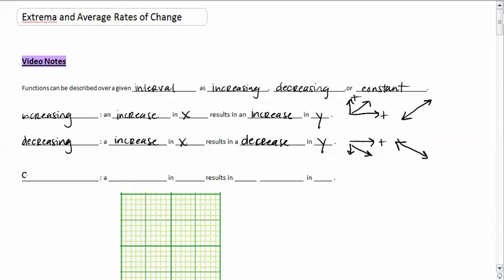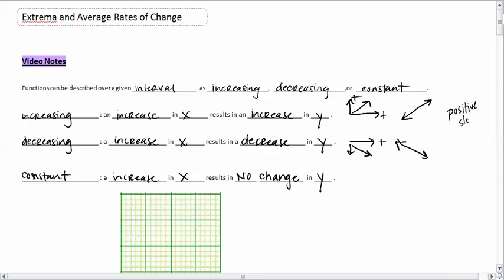A constant function means that an increase in x results in no change in y. So for increasing functions, we have a positive slope. For decreasing functions, we have negative slope. And for constant functions, we have zero slope.